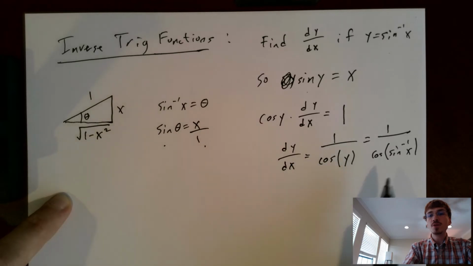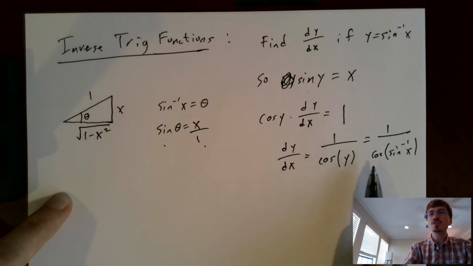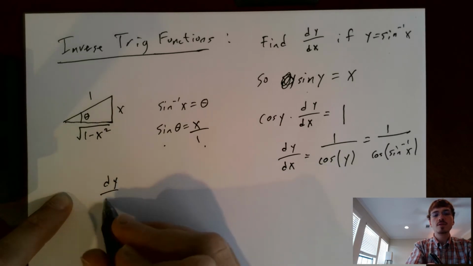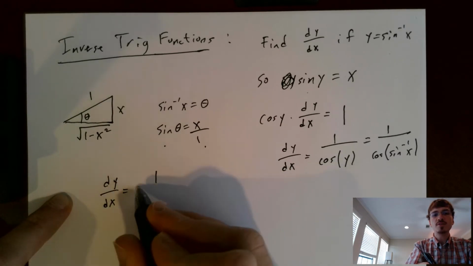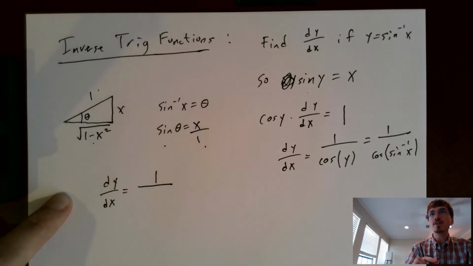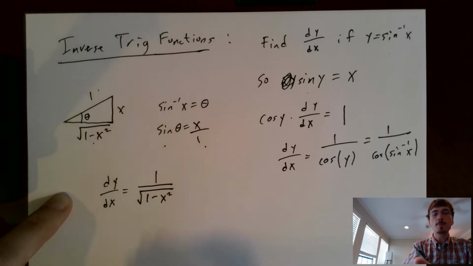Well, what do I really want to compute? I don't need theta, I need the cosine of that angle theta, right? Arcsine of x is this angle theta. So what's the cosine of this angle theta? We have that dy dx is 1 divided by, what's cosine of this angle theta? It's adjacent divided by the hypotenuse. So it's just the square root of 1 minus x squared.